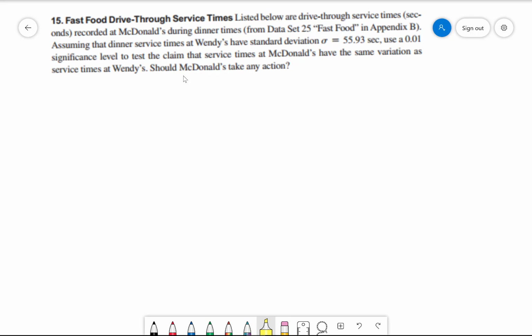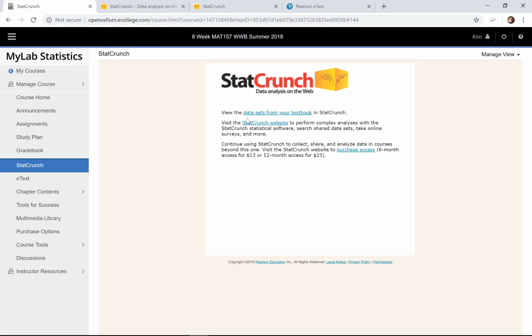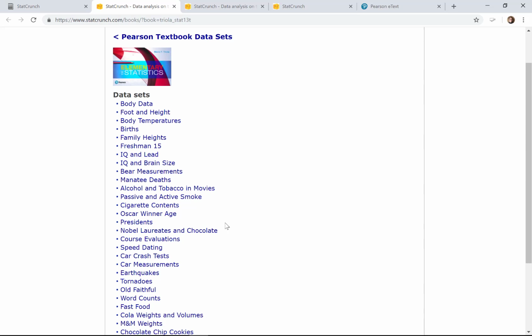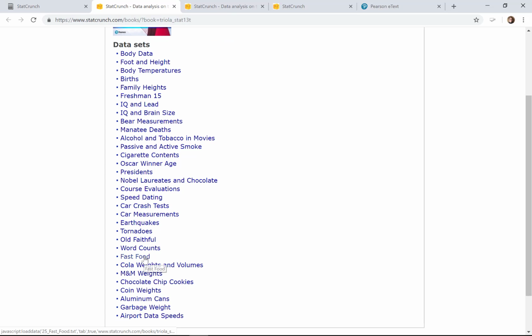So let's look at that, and I'm going to pull up the data set. We're going to do it with the entire data set. So let's look at that. And so I'm going to go to StatCrunch. And when we use a data set from our textbook, we use this link right here. And I want to do data set fast food.